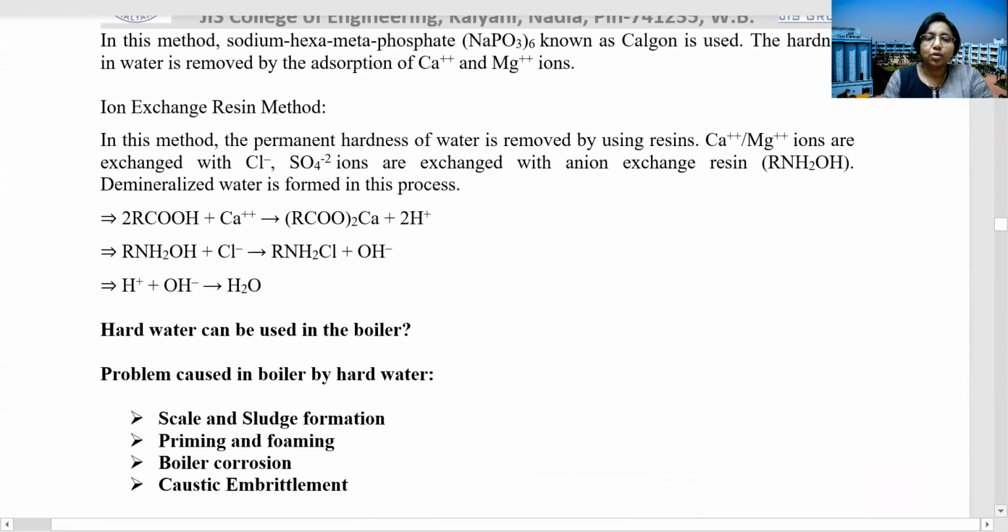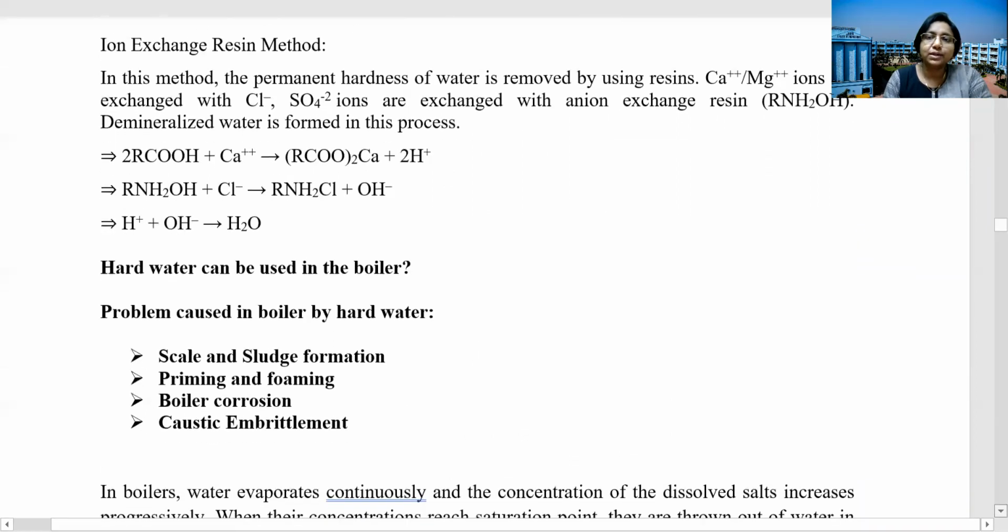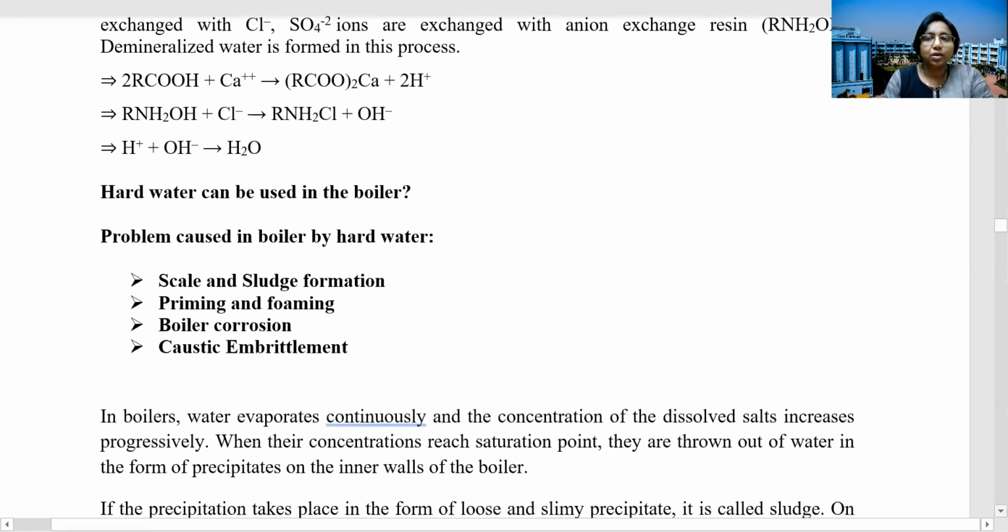Now our main concern is whether hard water can be used for a boiler or not. Of course, we cannot use hard water in the boiler. So what problems will we face if we use hard water in the boiler? There are lots of problems. Number one, scale and sludge formation. Number two, priming and foaming. Number three, boiler corrosion. Number four, caustic embrittlement.